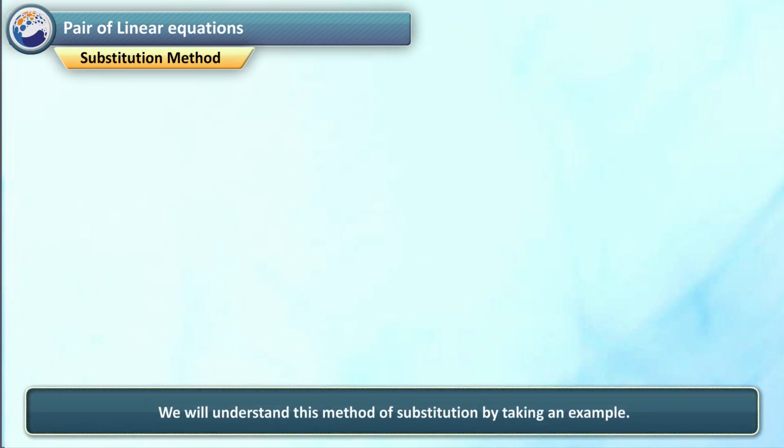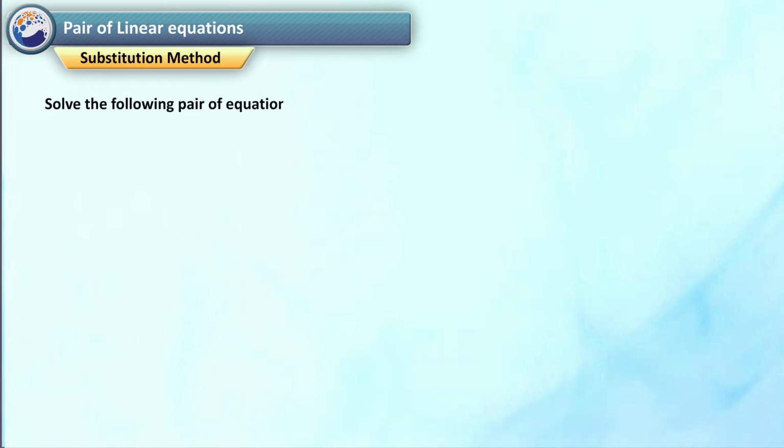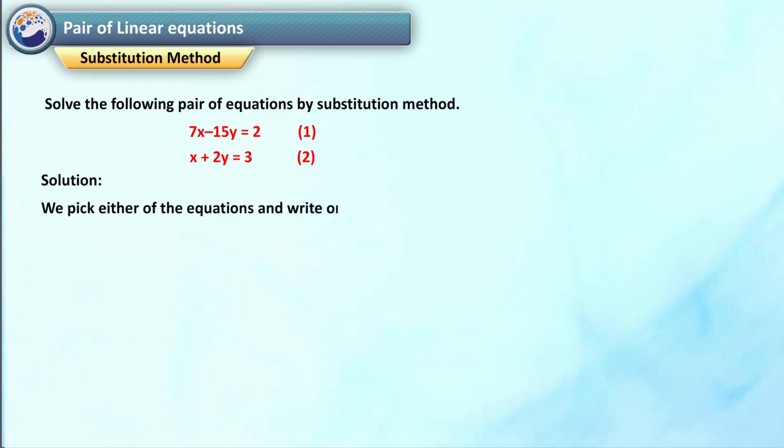Substitution method. We will understand this method of substitution by taking an example. Solve the following pair of equations by substitution method. 7x minus 15y is equal to 2, equation 1. x plus 2y is equal to 3, equation 2. Solution. We pick either of the equations and write one variable in terms of the other.